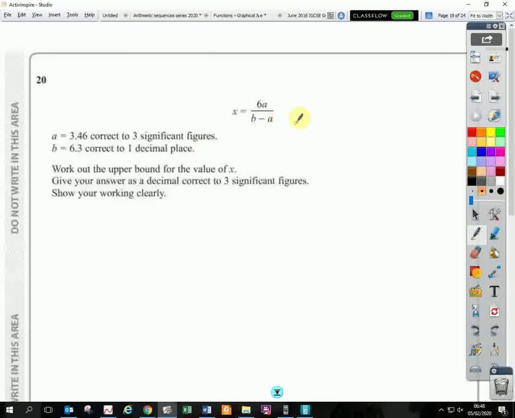Okay, bounds. So, when you see correct to 2, you can get a mark instantly by writing down your upper and lower bound. So, let's just take a look at this. Let's think about columns, right? We have hundreds, tens, units. After that, we have tenths, hundredths, and so on.